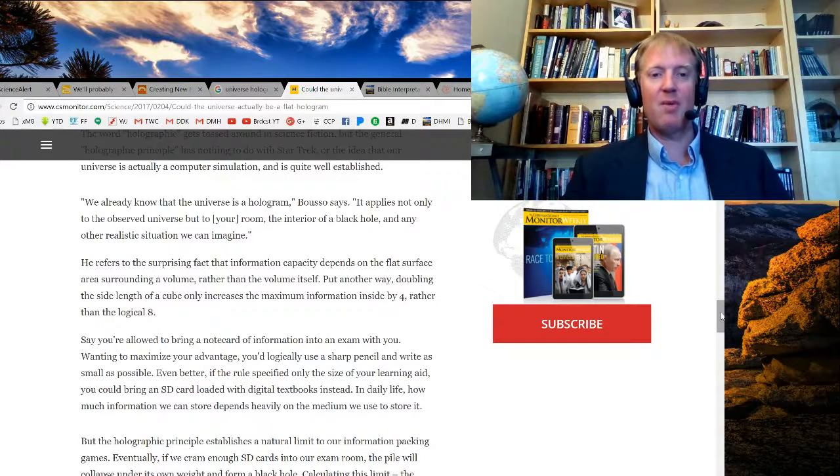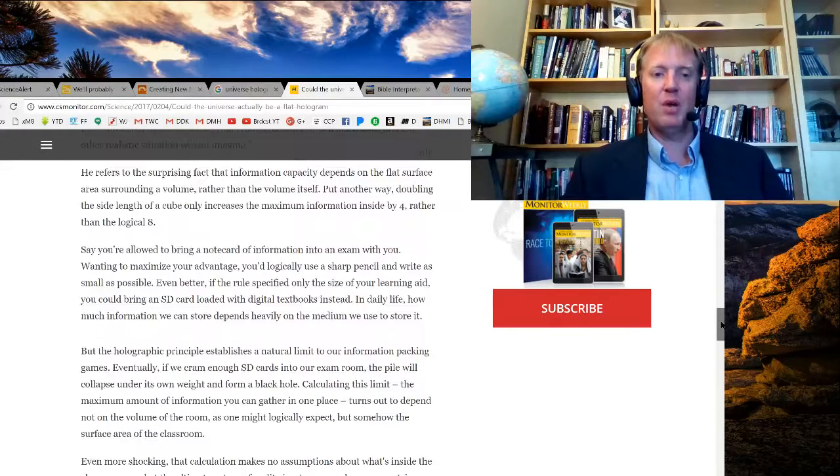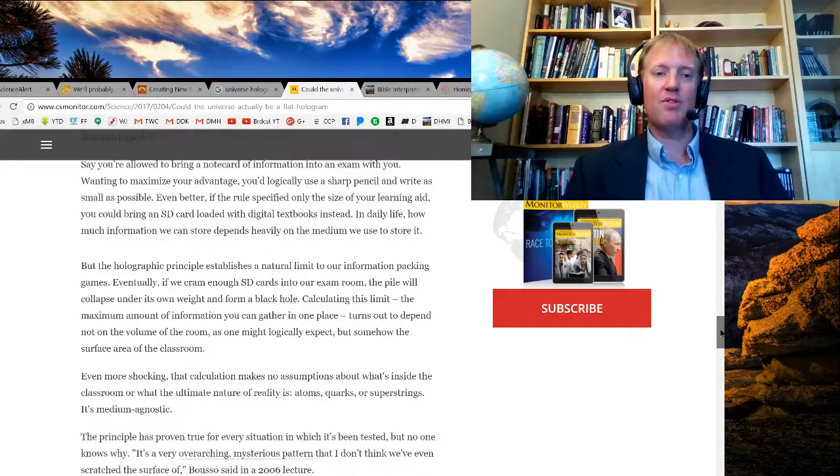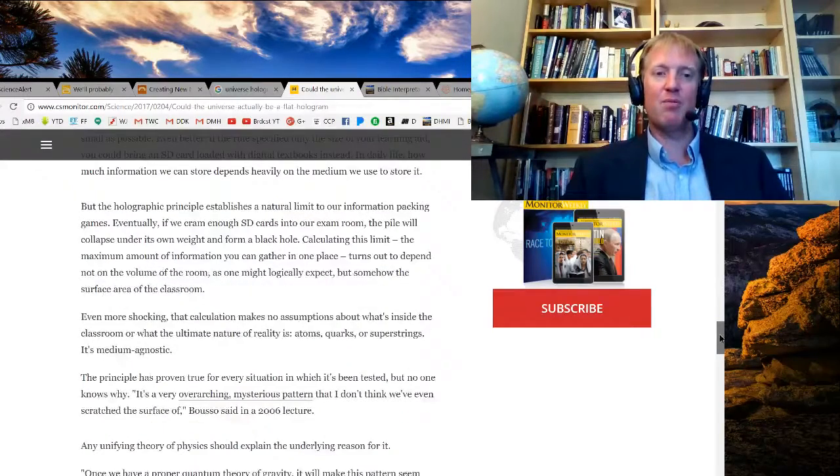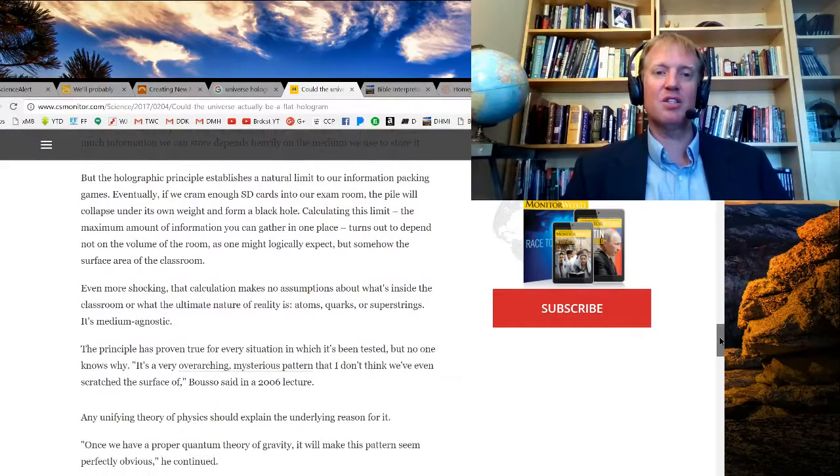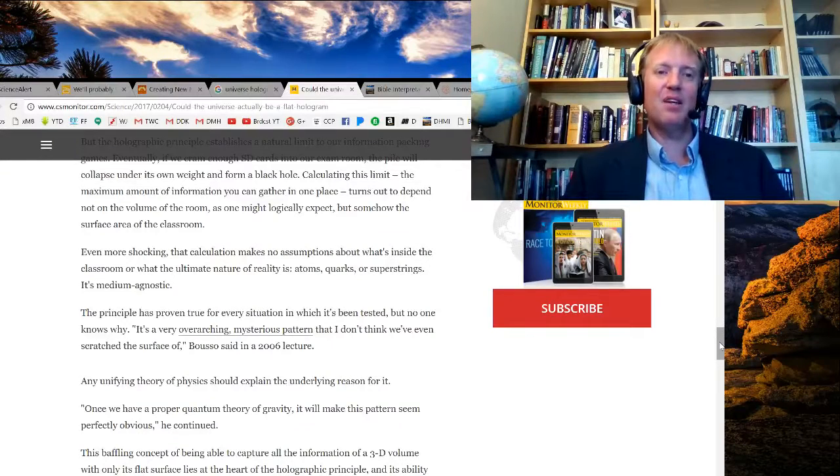But the holographic principle establishes a natural limit to our information-packing games. Eventually, if we cram enough SD cards into our exam room, the pile will collapse under the weight of information you can gather in one place. That limit turns out to depend not on the volume of the room, as one might logically expect, but somehow on the surface area of the classroom. Even more shocking, the calculations make no assumptions about what's inside the classroom or what the ultimate nature of reality is. Atoms, quarks, or superstrings, it's medium agnostic.